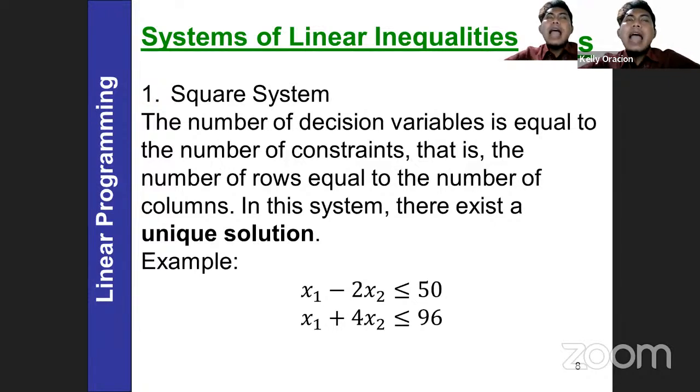Also, aside from having two decision variables and two constraints, another way of determining whether this is a square system or not is the number of rows and the number of columns.